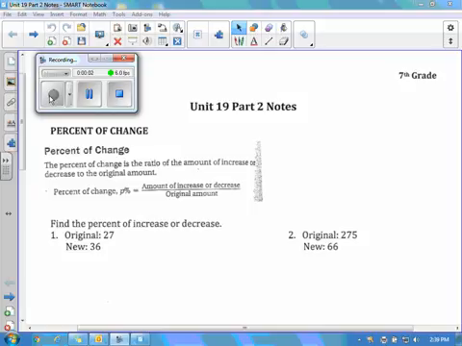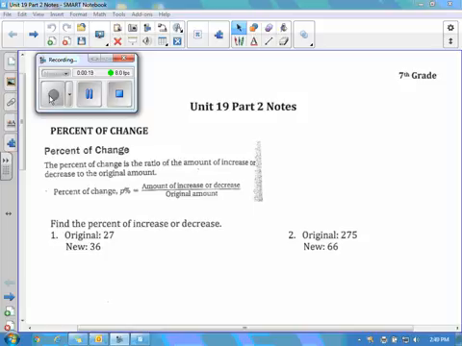In Unit 19, Part 2, we're going to talk about percent of change, and then we're going to talk about how to actually increase or decrease the amount by a certain percent. So again, this percent of change part right here is just straight out of your book. It says the percent of change is the ratio of the amount of increase or decrease to the original amount.